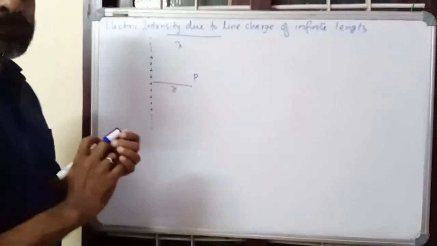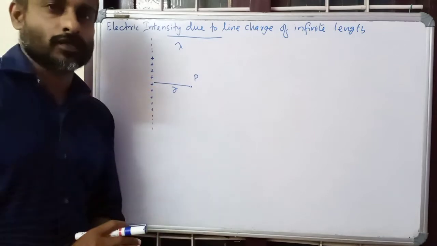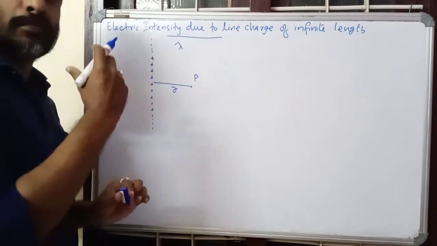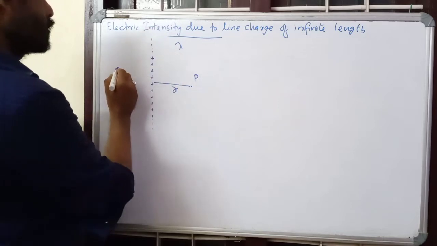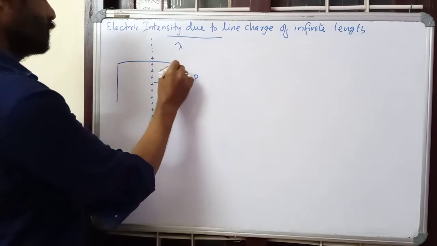So we are going to apply Gauss's law. To apply Gauss's law, what we need? We need a closed Gaussian surface. Now I am going to consider a closed Gaussian surface. The Gaussian surface should be symmetrical to the charge arrangement. So for a straight line, the symmetrical shape is a cylinder. So I am going to consider a small cylinder.